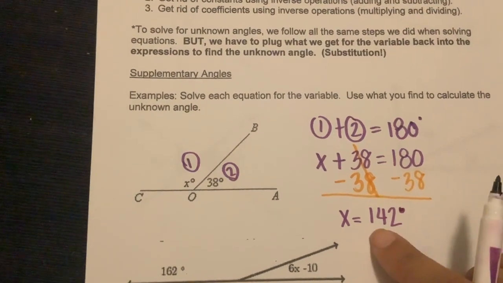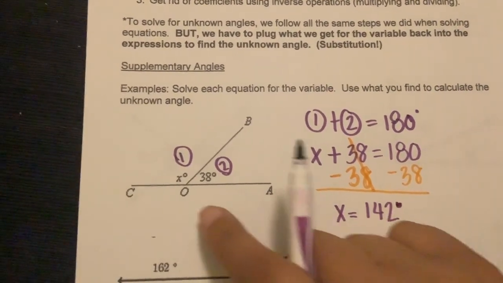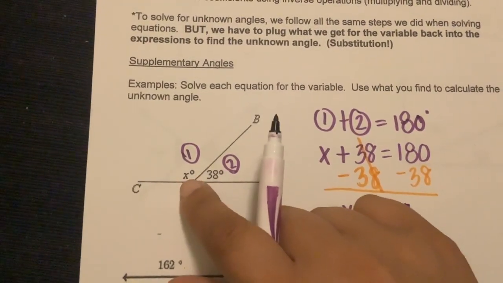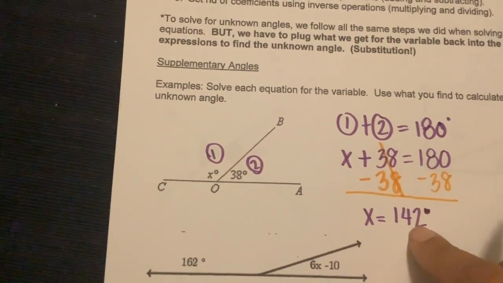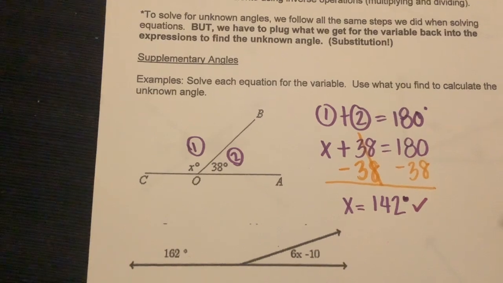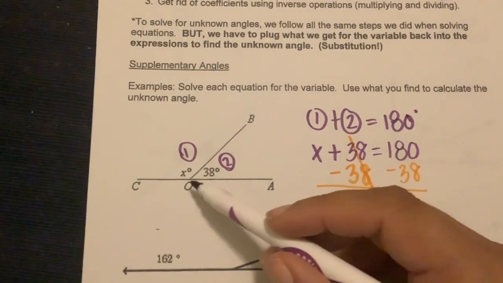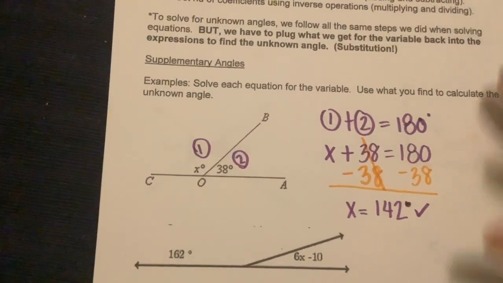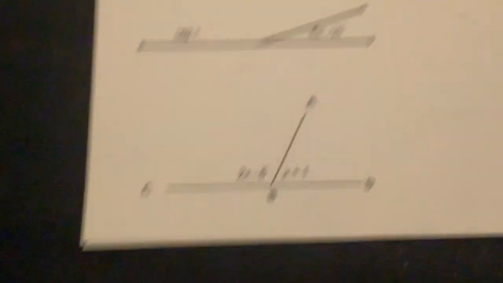Now, we won't know what this angle is yet until you plug it back in. Fortunately, this just goes into x. So this angle actually is 142 degrees. Sometimes it's just straightforward. Other times, you actually have to take this value and replace the letter with the number we just found. I'll show you what I mean. So we're going to do a little trickier one.